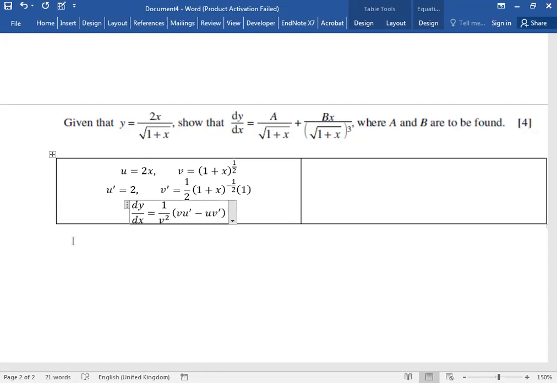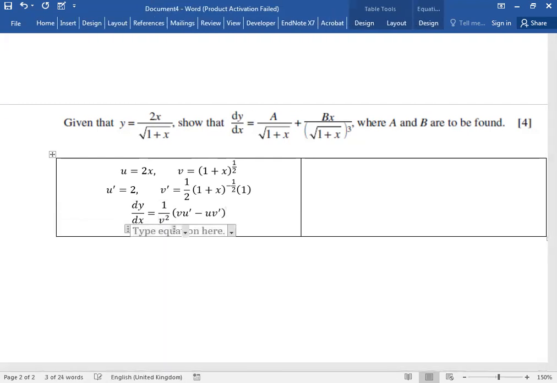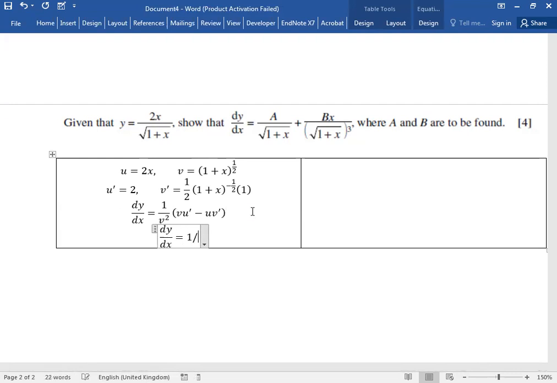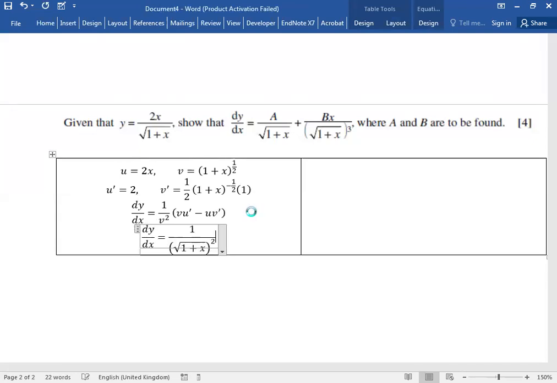Is this fine? Why am I doing so? Because I do not need the final answer in a single fraction, do I? So is writing in this way better or not? ये दोनों के साथ अलग अलग भी मैं 1 over v square या v square से divide कर दूं, एक ही बात है. So 1 over v का square is square root of 1 plus x and उसके ऊपर square, ठीक है? Okay, now v is square root of 1 plus x into derivative of u, that is 2. Is that right?